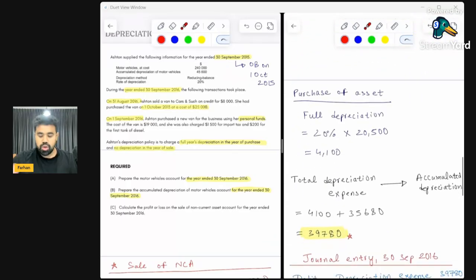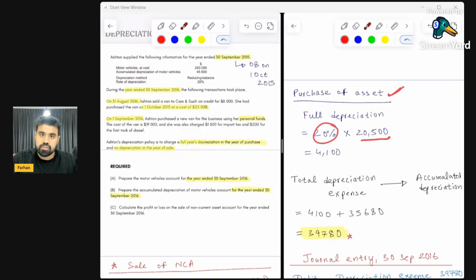All right, so we have taken care of the remaining old assets. Now what's left? We also know that on 1 September 2016, we purchased a new asset. And based on the company's policy, new assets are to go through a full depreciation in the year of purchase. So here I've got a subheading for purchase of new asset. Full depreciation is calculated by multiplying 20% with the total cost of 20,500.